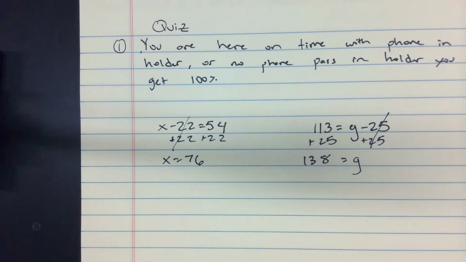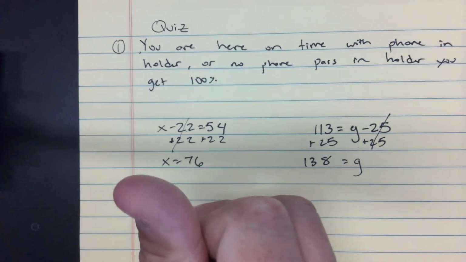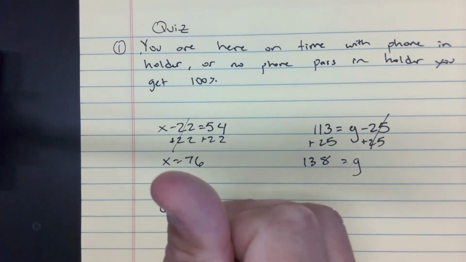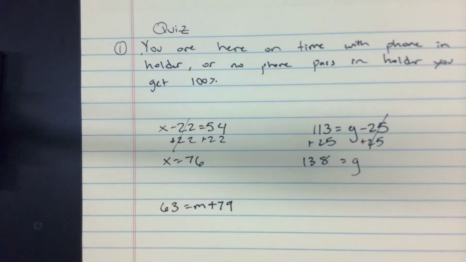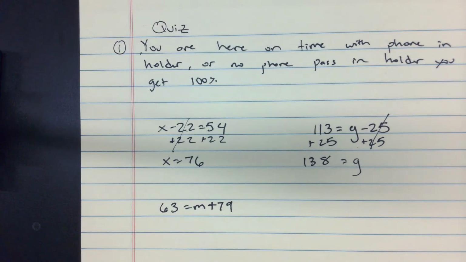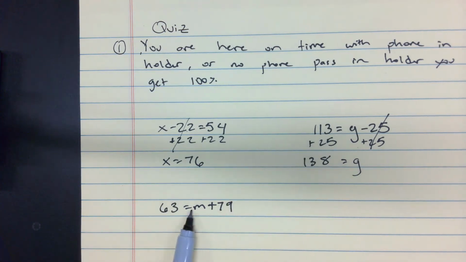Pretty easy, right? These are called one-step equations because we're only moving one number. What about if I had this? Hold on, let's call on people here. Mason, what would I do? We wouldn't want to do that because m's over here. We want to get rid of what's on the same side as m. So how would I get rid of the 79?